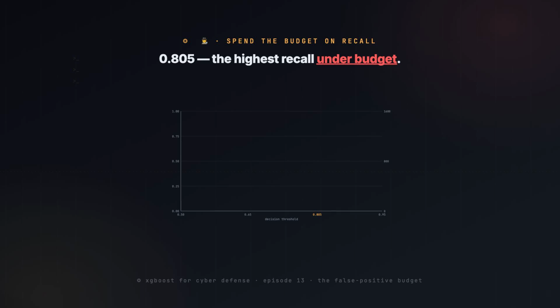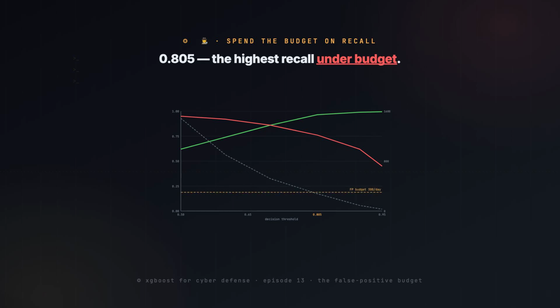Misconception: pick the threshold that maximizes F1, or accuracy. Those ignore your capacity. We slide the cut down from 1.0 until the alert count reaches the 300 line. That's threshold 0.805, about 280 alerts, recall 0.76. That's the highest recall we can buy without blowing the budget. And precision is still 0.965, so it's the shippable pick.